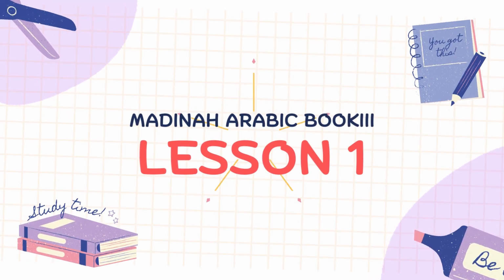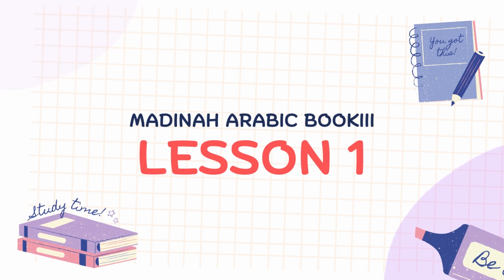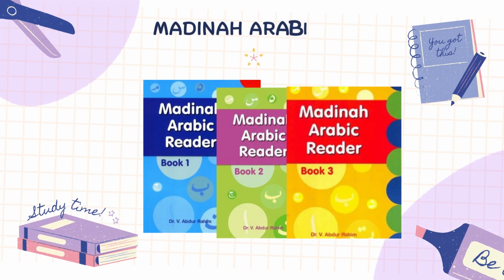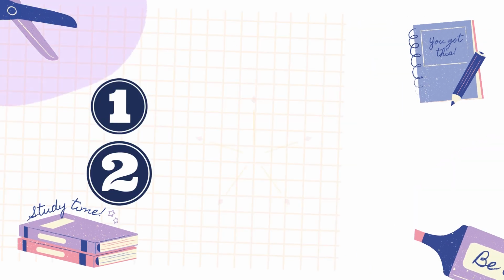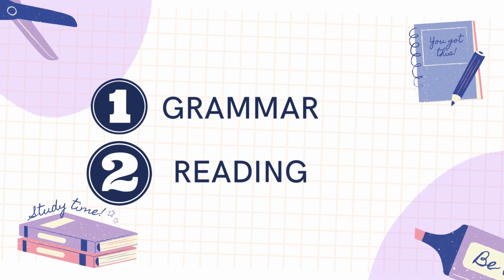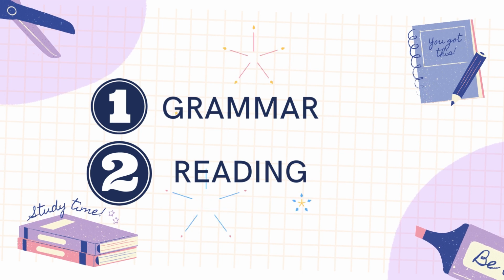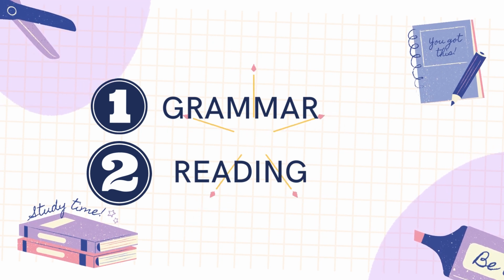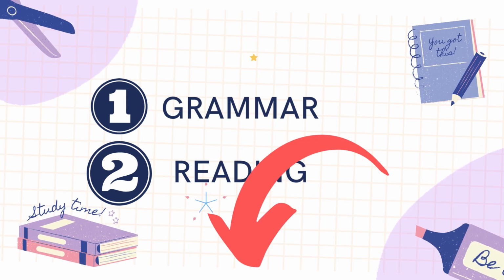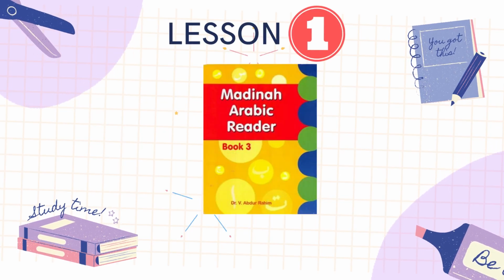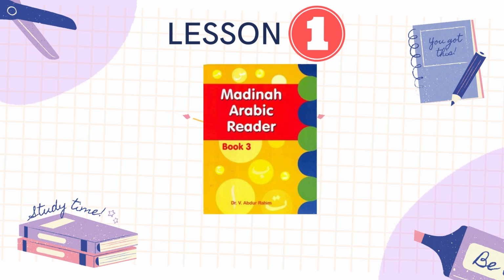With this lesson, we begin Book 3 of Medina Arabic Reader series. We have previously covered Book 1 and Book 2, and now we are starting Book 3. From now on, I'll be explaining the grammar of each lesson before reading and translating the lesson. But if you want to skip the grammar part, you can jump to the reading part by using the chapters of the video here. This is the first lesson of Book 3. So without further ado, let's jump right into the grammar part of it.